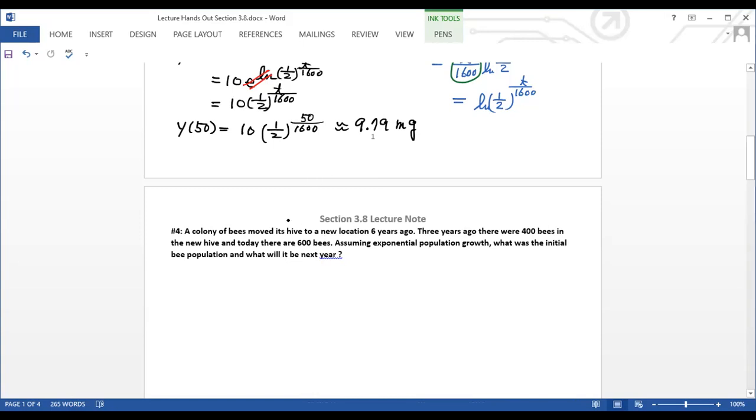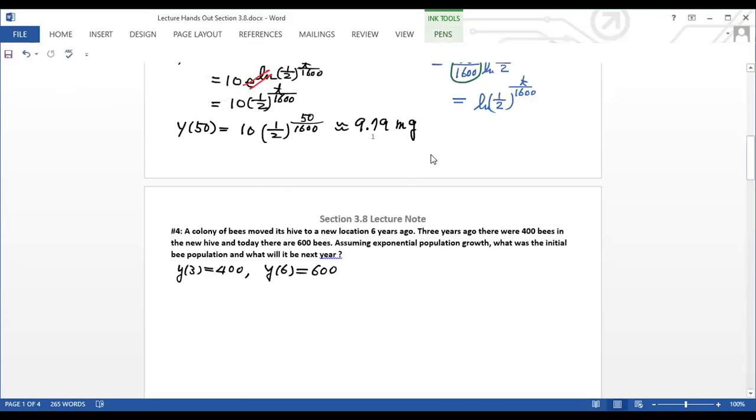So a colony moved to a new location 6 years ago. 3 years ago, there were 400 bees here, right? So at year 3, I have 400, and we assume that when they moved is t equal to 0. Today is 6 years after the move, so at year 6, I have 600 bees here, right? So that means y(3) equals 400, y(6) equals 600.